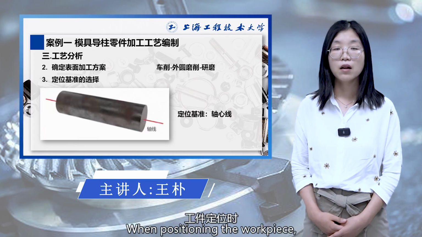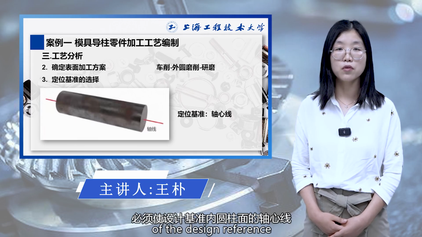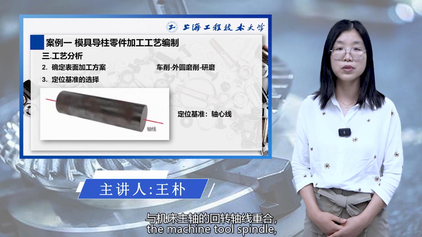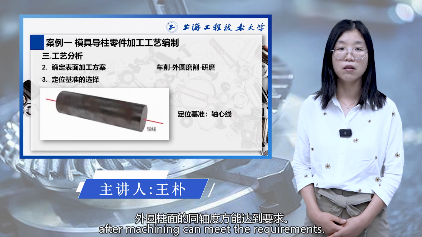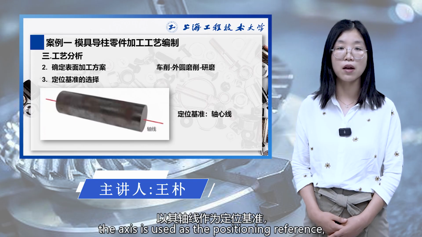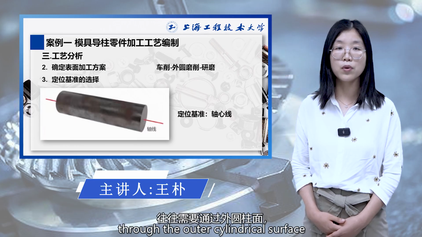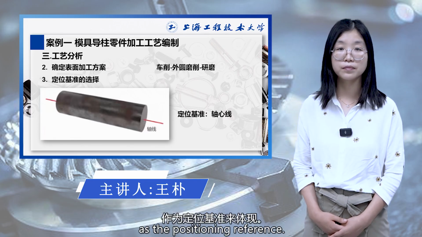When positioning the workpiece, the axis of the inner cylindrical surface of the design reference must coincide with the rotation axis of the machining tool spindle, so that the coaxiality of the outer cylindrical surface after machining can meet the requirements. During the machining process, the axis is used as the positioning reference, which is hypothetical and often needs to be reflected through the outer cylindrical surface and the center holes at both ends as a positioning reference.